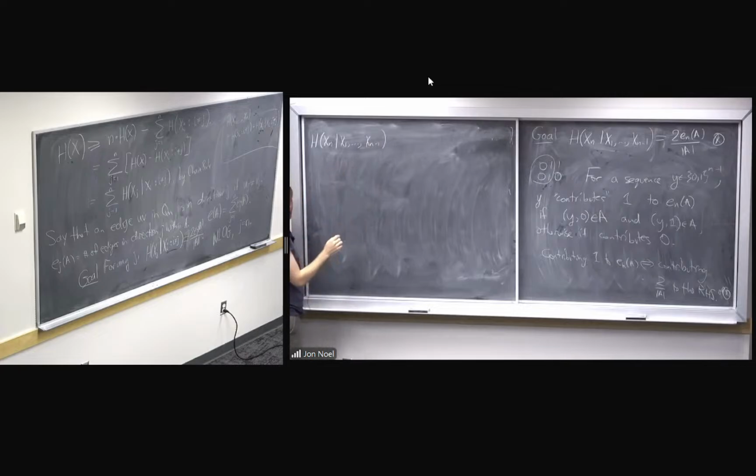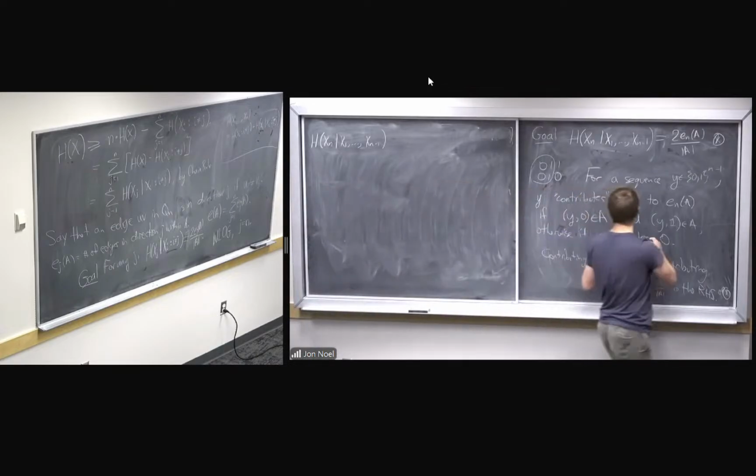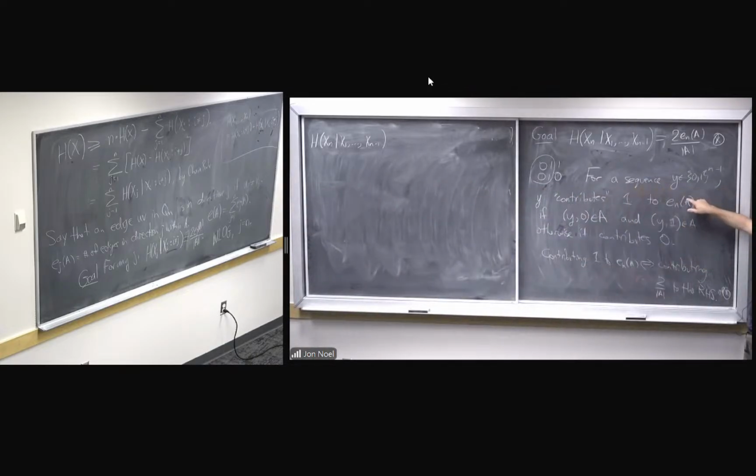Could you just re-explain the contributing 2 over the size of A to the right-hand side? Yeah, basically for every y that has this property, it makes this go up by 1. If that goes up by 1, there's a 1 and then 2 over A in there.